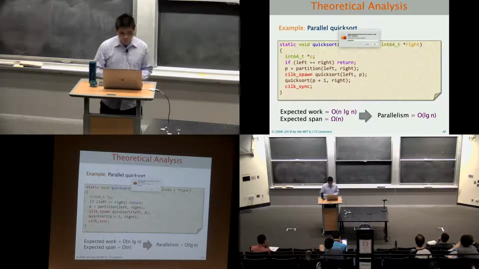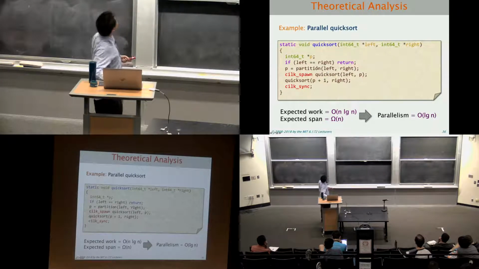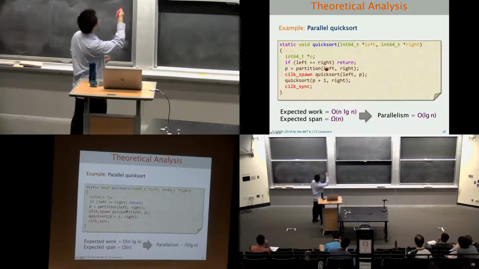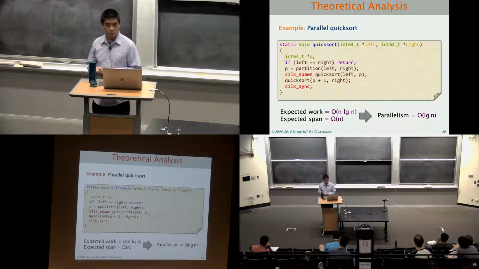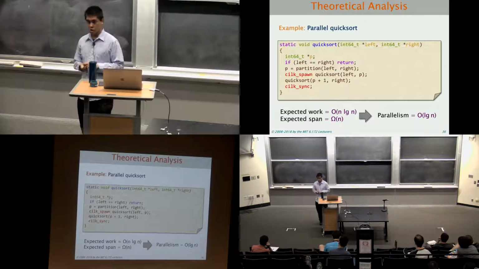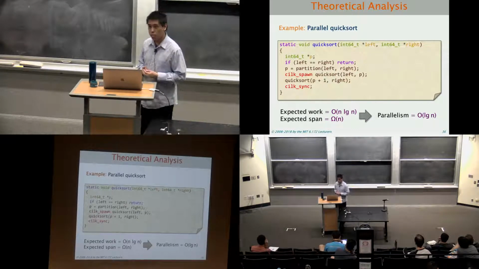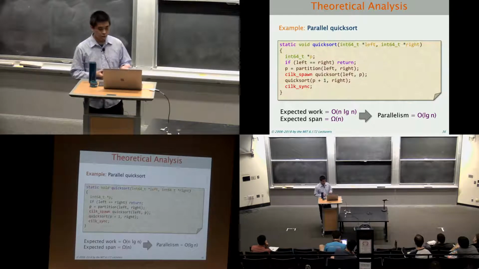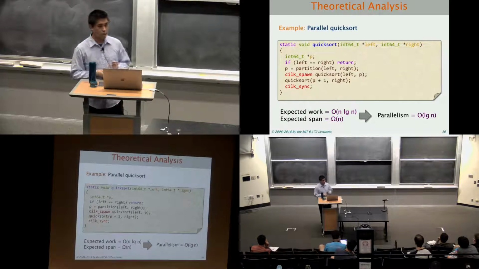In order to get more parallelism in this algorithm, you have to parallelize this partition function, because right now I'm just executing this sequentially. But you can actually write a parallel partition function that takes linear work and order log n span. Then this would give you an overall span bound of log squared n. If you take n log n divided by log squared n, that gives you an overall parallelism of n over log n, which is much higher than order log n here.